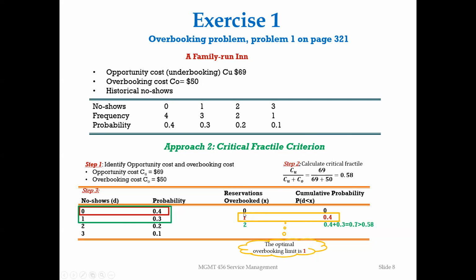So this is the optimal overbooking limit. The optimal overbooking limit is not 2. We have to go back to the previous step. Whenever we identify a cumulative probability that exceeds the critical fractile, we stop, and we also have to go back to the previous step. From the previous step, we can identify the optimal overbooking limit. In this case, the optimal overbooking limit is 1. You can see the answer is the same as the answer we identified using approach 1. So either approach 1 or approach 2, you will get exactly the same answer.